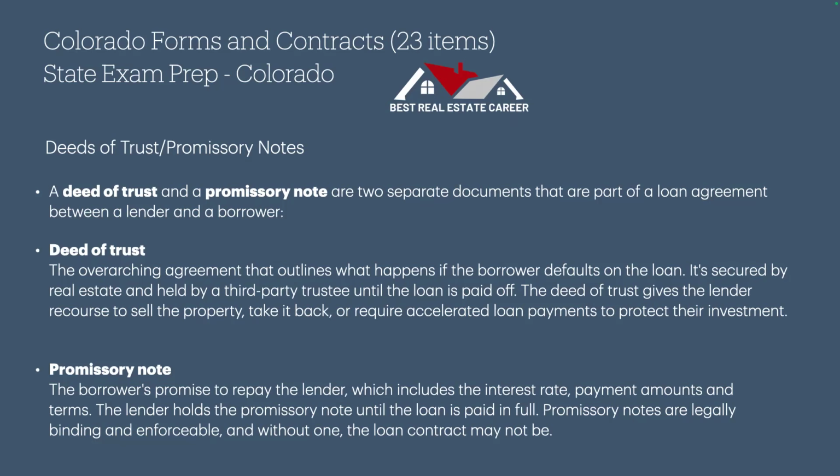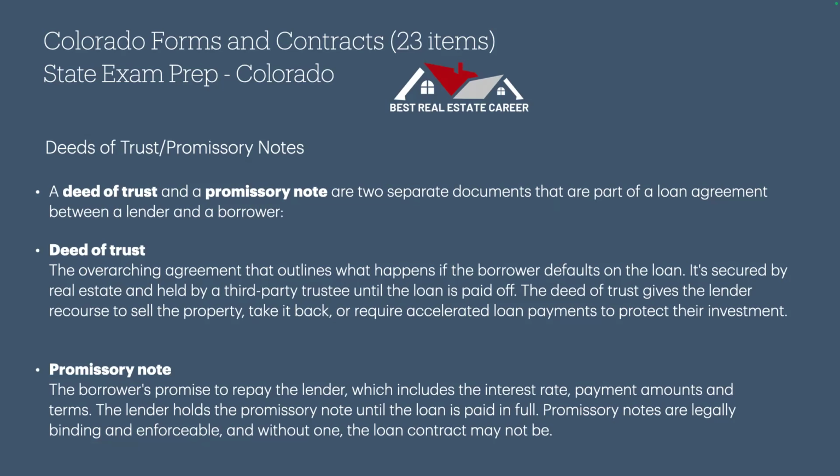Then we have a promissory note. It says the borrower's promise to repay the lender, which includes interest rate, payment amounts, and terms. The lender holds the promissory note until the loan is paid in full. Promissory notes are legally binding and enforceable, and without one, the loan contract may not be. All right, so we have one that says, hey, we're going to pay you back, right? And this is what happens if I don't pay you back. It's going to say you can foreclose on me. I'll give you back the deed, all that stuff.